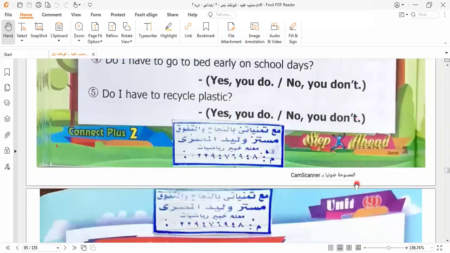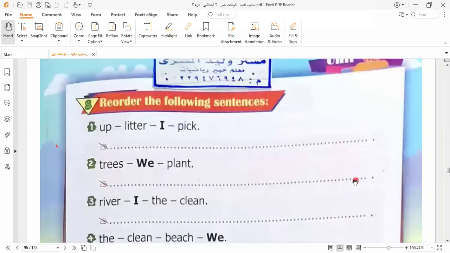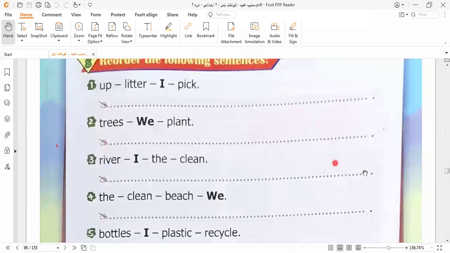I will leave this one to do it as homework. Let's go to another one here. It is rearranged as we told before. We have subject plus verb plus object. I think you know this rule and you answer the description this way.